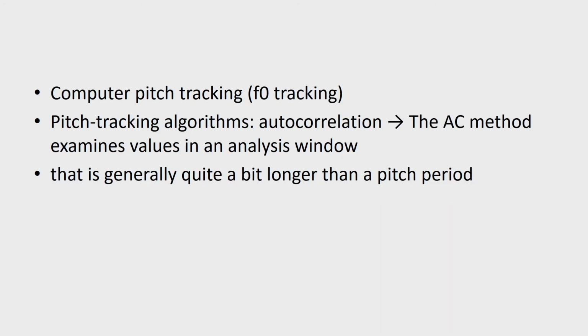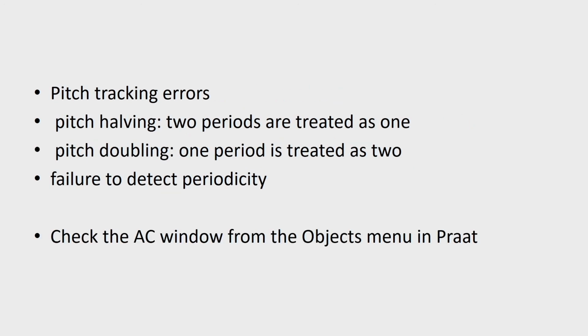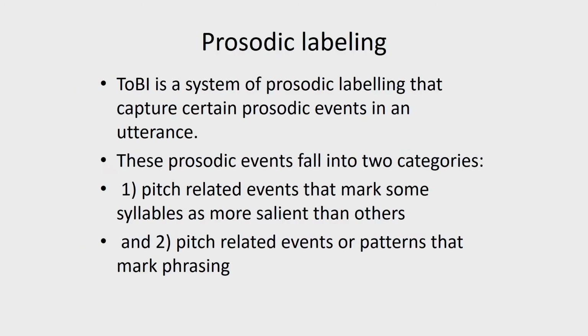So we use computer pitch tracking, and the pitch tracking algorithms do some autocorrelation. And then there are other things to consider. There are pitch tracking errors, there is pitch halving, there could be pitch doubling, and all these are problems. Many people use Praat to look at intonation, and these are some things to keep in mind.